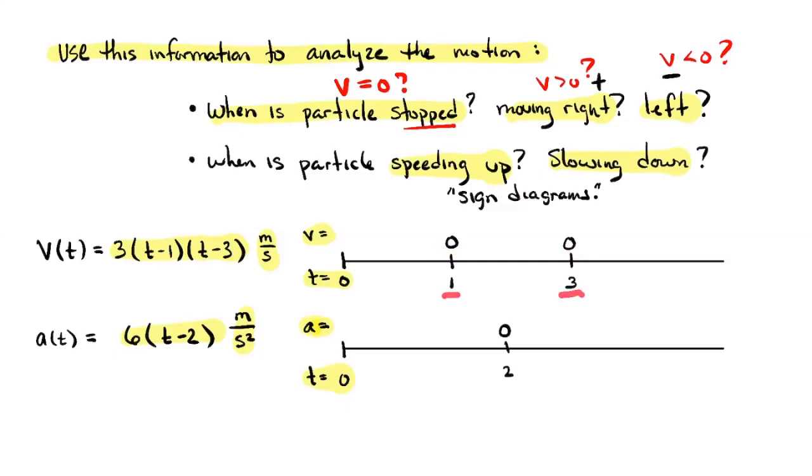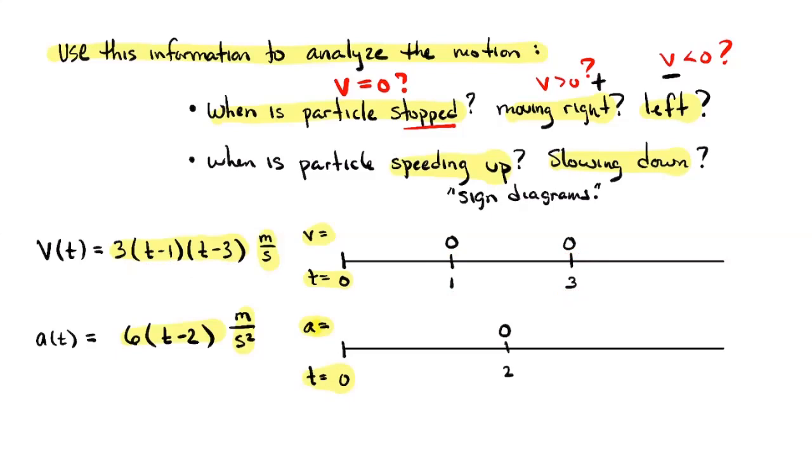All right, so stop the video and make sure that this diagram makes sense to you. I'm writing a t value below, and I'm writing what the velocity is at that t value above it. And I'm picking these strategically. This velocity function is continuous, and a continuous function cannot change from positive to negative without going through 0.